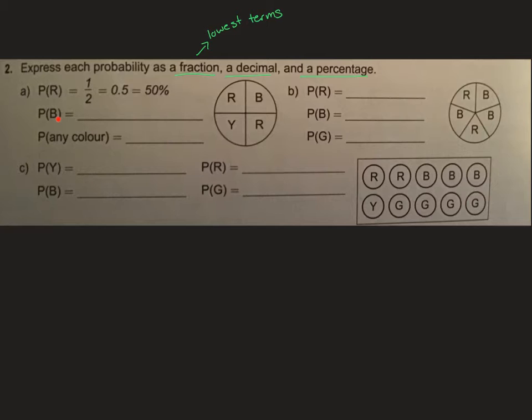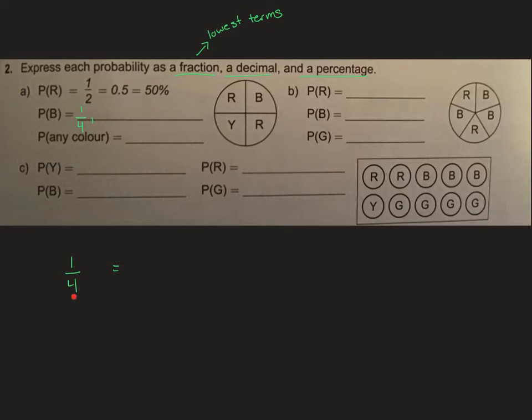So for probability of B, we'd have to write the total number of B's is 1 out of, how many are there? 4. Can we simplify that? No. So there is our first fraction. Then we need to turn this into a decimal. So we need to make the bottom into a power of 10, right? Into a decimal fraction.